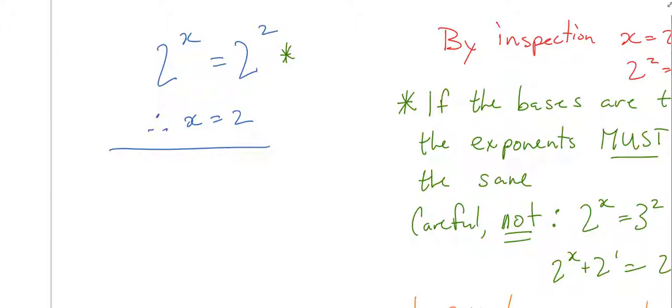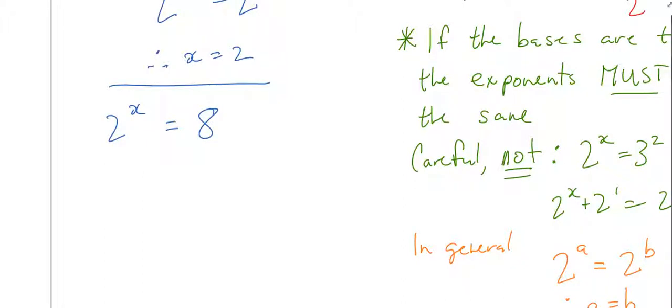What if I did something like this? 2 to the x equals 8. What's the answer? 3. But we don't want to just, this is what people are going to write. It's wrong. Don't write this down. This is the wrong way of writing it. 2 to the 3 equals 8. X equals 3. I know you think that's fine. It's not.